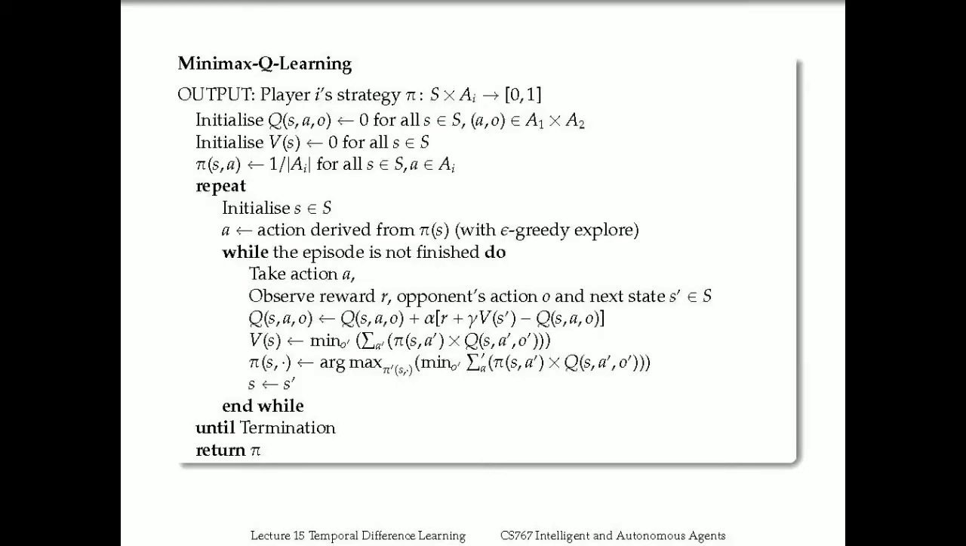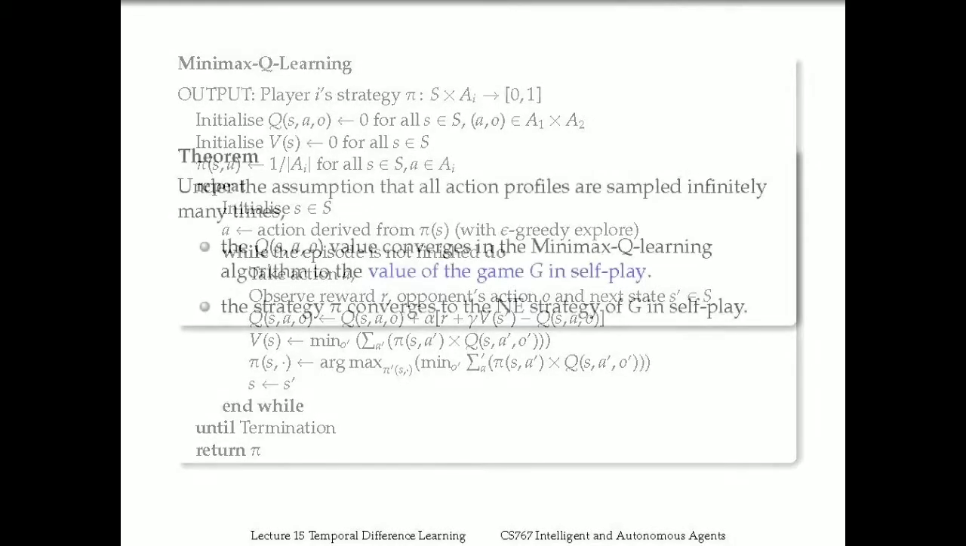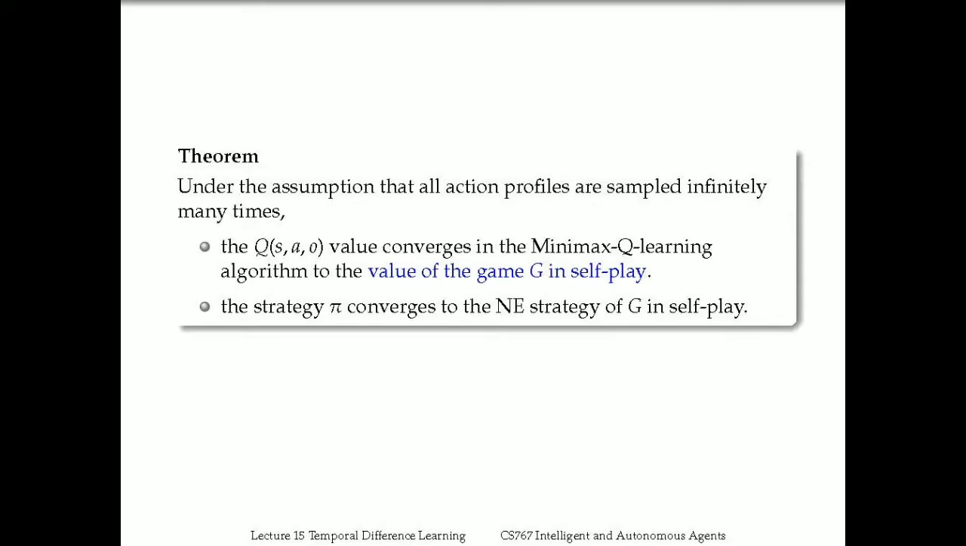Now the theorem says that under the assumption that all the action profiles are sampled infinitely many times, the Q value in the minimax Q learning algorithm would converge to the value of the game G in self-play. The strategy π converges to the Nash equilibrium strategy of the game, also in self-play. So this is a very good way to describe not only what the equilibrium, the MPE, will be, but also the dynamics of the agents. Starting with no knowledge about the domain and the environment, through self-play it iteratively learns about the environment and eventually finds the optimal strategy in response to each other, and that will be the MPE.